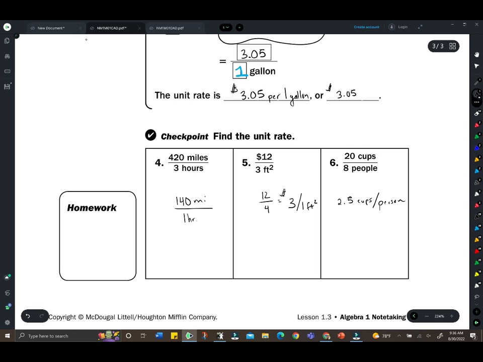Okay, so hopefully you did okay with that. Your homework are the 1.3, the odds. Check those out, check your answers, and take the real checkpoint.